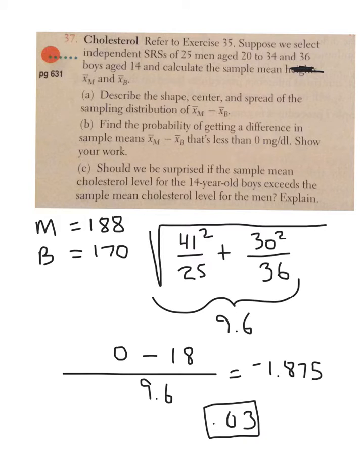And letter C says, should we be surprised? Yes, because it would only happen 3% of the time. So actually, if we were doing significance tests, we would, well, let's not get into that. Let's just say that, yes, we would be surprised. How about that? All right, and done.